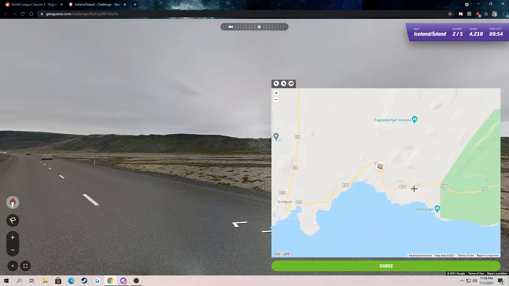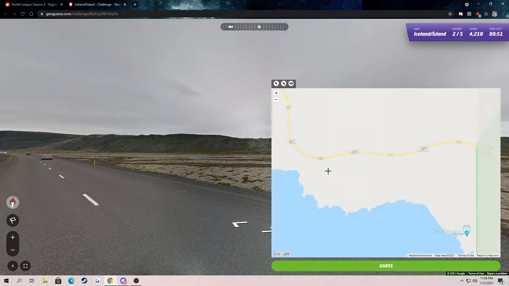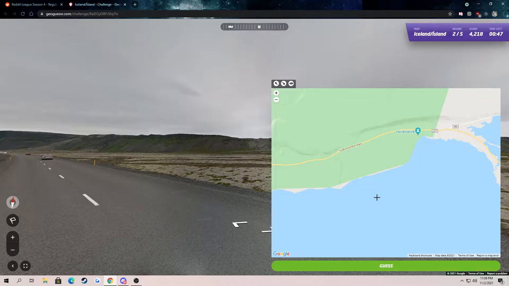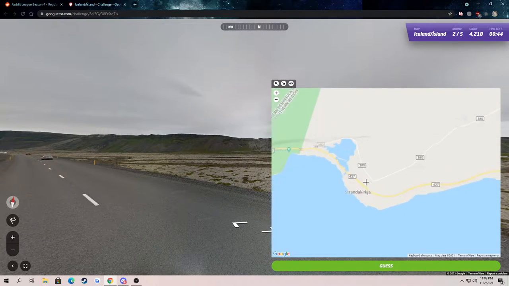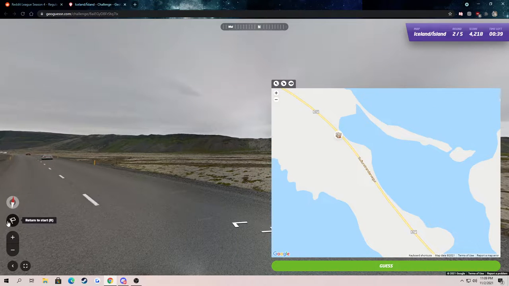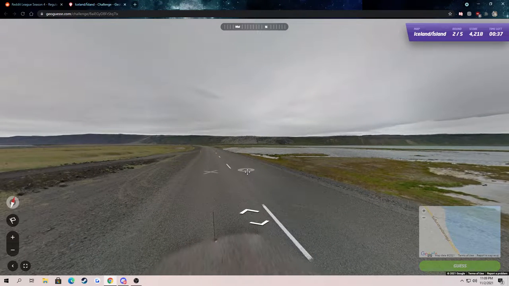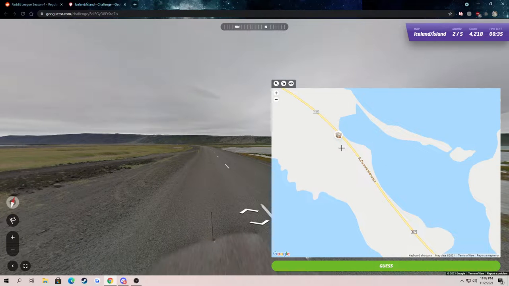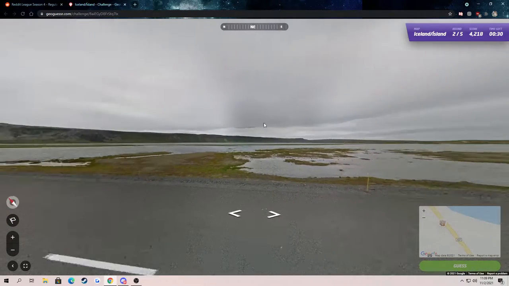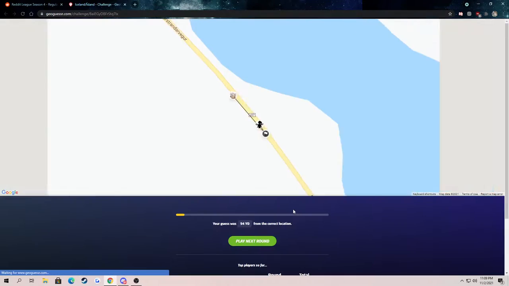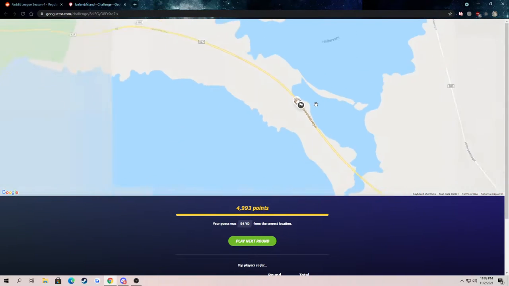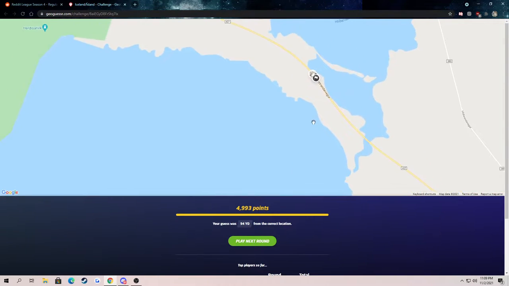But alas, we don't know exactly where we are. Oh, Strandarkirkja. Oh, I bet we're here. Ooh, yeah. Water goes right up to the road right there, so we are like... Yeah, that looks about right. Not the best at pinpointing, but, you know, that's fine. We'll take that.